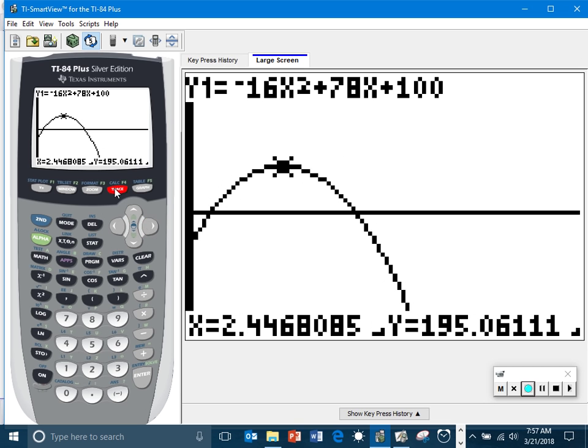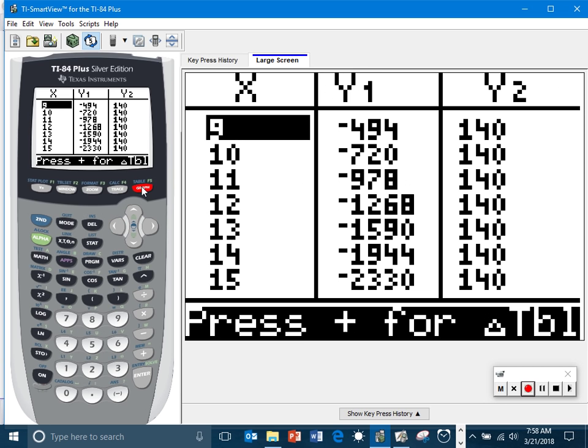Whoops, let me hit trace again. Let's move the ball closer to the ground. Now I'm not going to get an exact reading here. Okay, so I'm getting close, and now I'm under the ground. So instead of doing it that way, let's get an estimate by looking at the table.